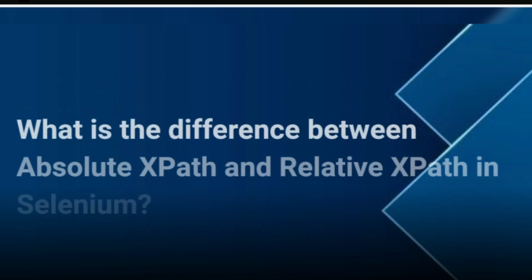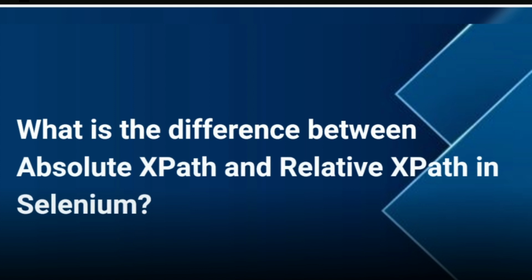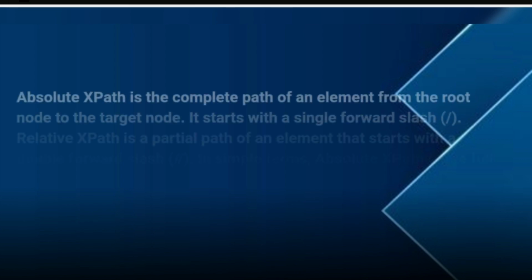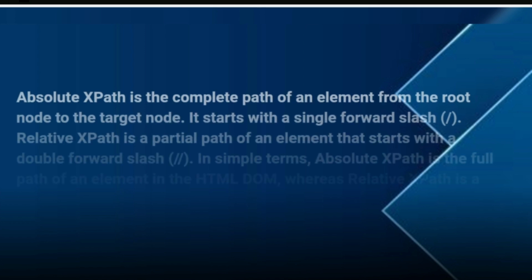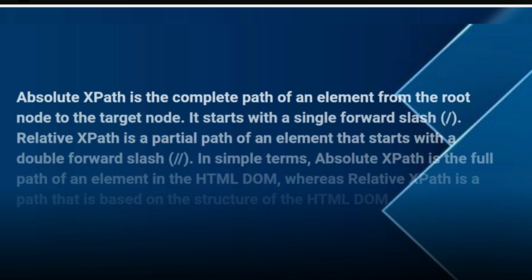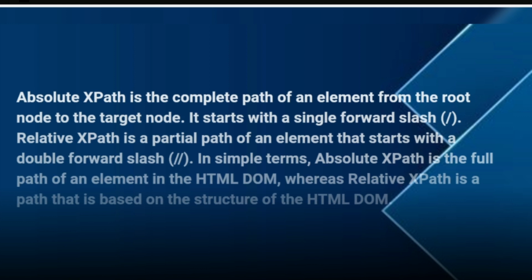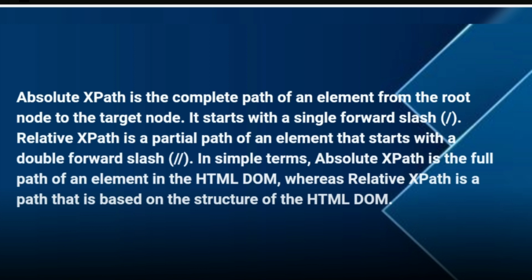What is the difference between absolute path and relative path in Selenium? Absolute path is the complete path of an element from the root node to the target node. It starts with a single /. Relative path is a partial path of an element that starts with a double //. In simple terms, absolute path is the full path of an element in the HTML DOM, whereas relative path is a path that is based on the structure of the HTML DOM.